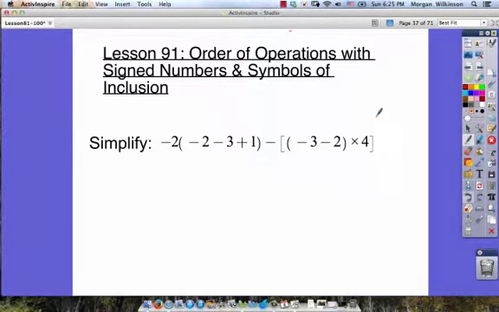Lesson number 91 is about order of operations with signed numbers and symbols of inclusion.